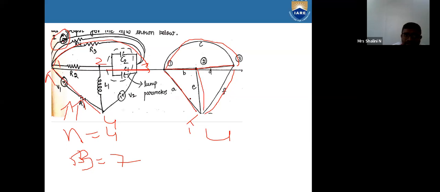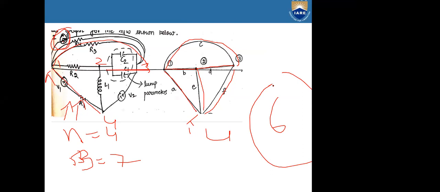What about this one here? How many branch elements will be there? A, B, C, D, E, F. 6 will be coming. Why? Because of the current source, it will be coming as 6 branches. Okay, do all of you understand?